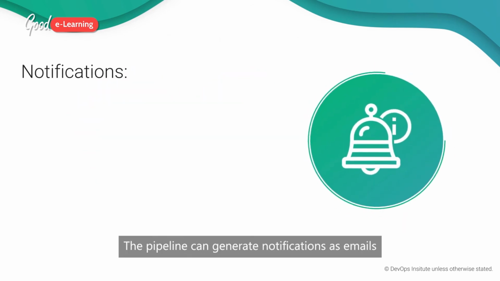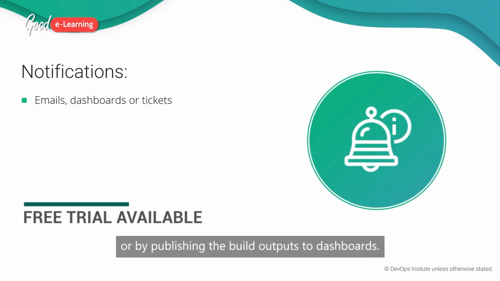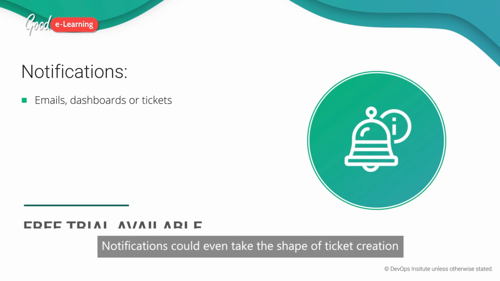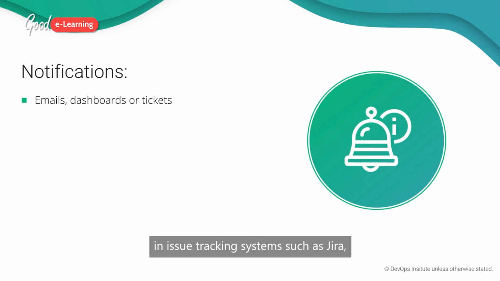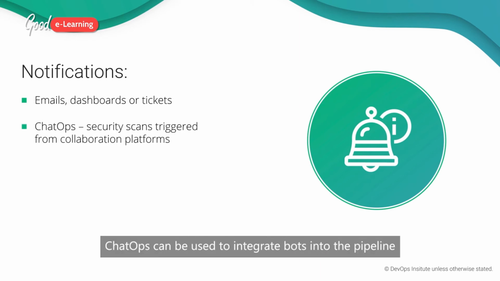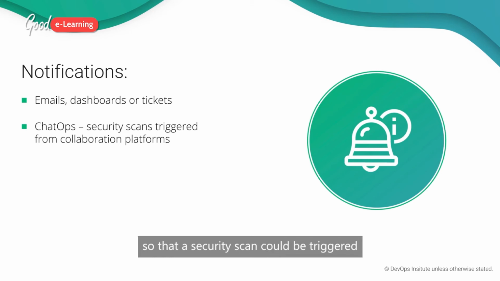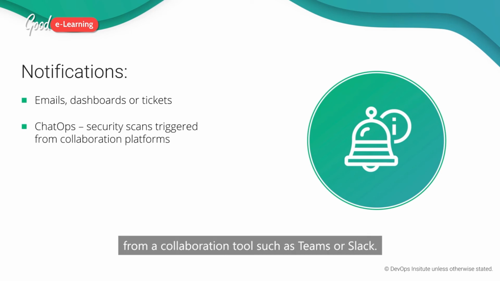The pipeline can generate notifications as emails or by publishing the build outputs to dashboards. Notifications could even take the shape of ticket creation in issue tracking systems such as Jira when there is a vulnerability. ChatOps can be used to integrate bots into the pipeline so that a security scan could be triggered from a collaboration tool such as Teams or Slack.